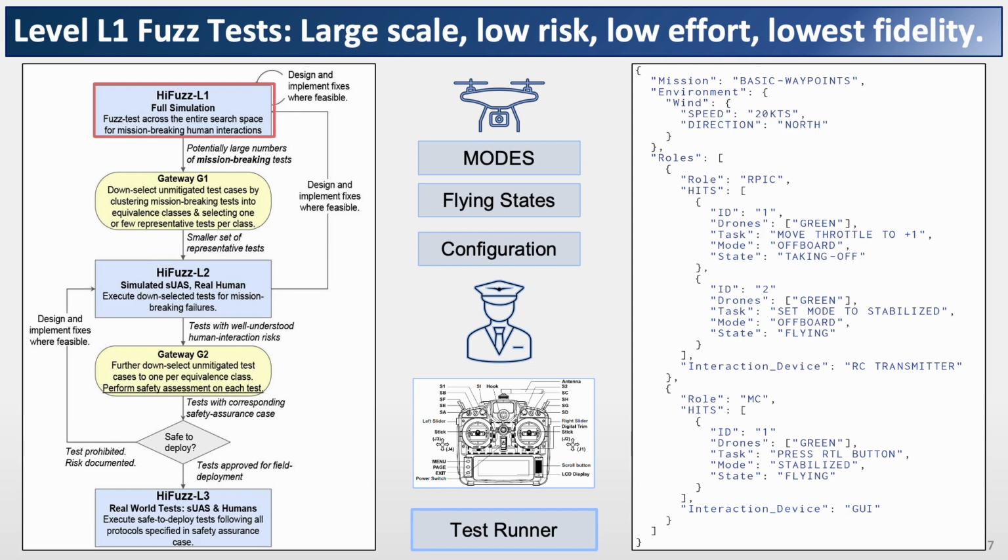The L1 process starts with a planning task in which the HIFuzz tester specifies the test features that constitute the fuzz test space. These can include roles, interaction devices, drones, environmental factors, missions, and HITs, which is what we deem human interaction tasks. Based on these definitions, we can specify an individual HIFuzz test in a way that is sufficiently formal for automating test execution, but also readable to humans who serve as participants in the testing process. We therefore utilize JSON to represent each test case as depicted in the image on the right.